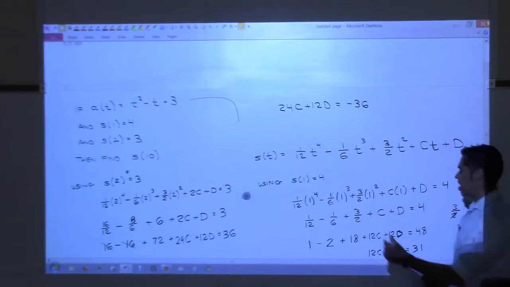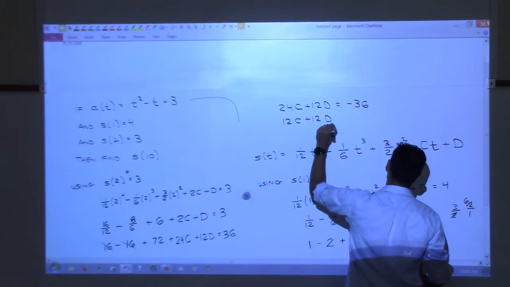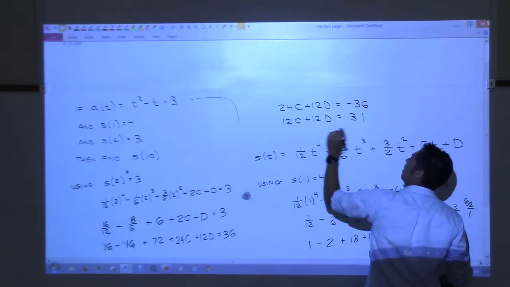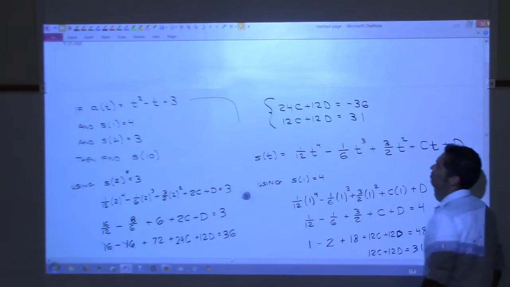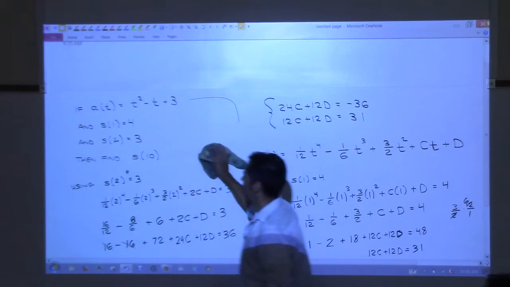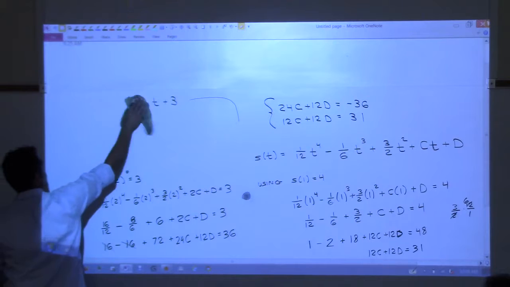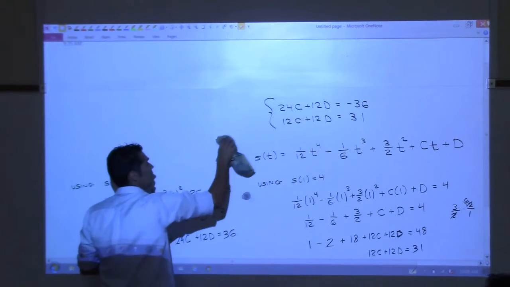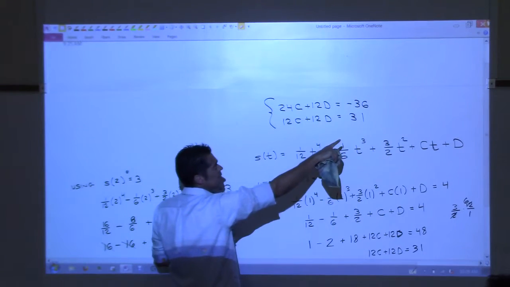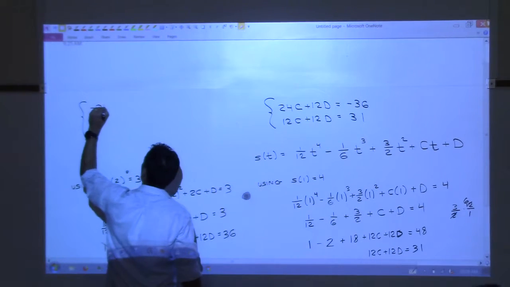So if I put these together, 12C plus 12D equals 31, then I have a system of equations, which you can solve either using elimination or substitution, and that would be up to you. How would you solve that? Elimination? I'd use elimination also, because those 12Ds are ready to go away, aren't they? So you would have to multiply either the top row or the bottom row by -1. I'm going to multiply the top row by -1. I said I'm doing elimination right now, right?